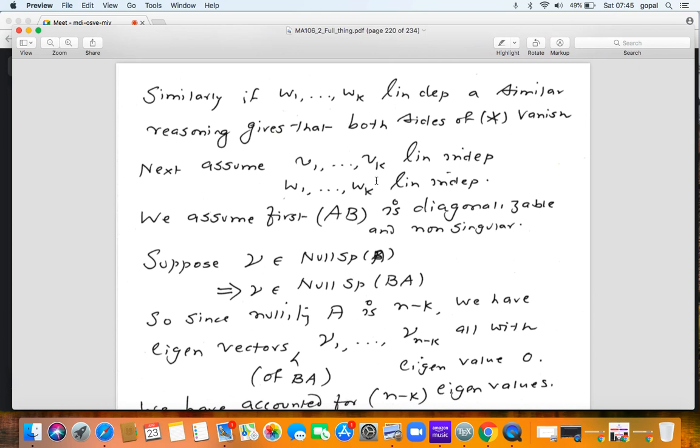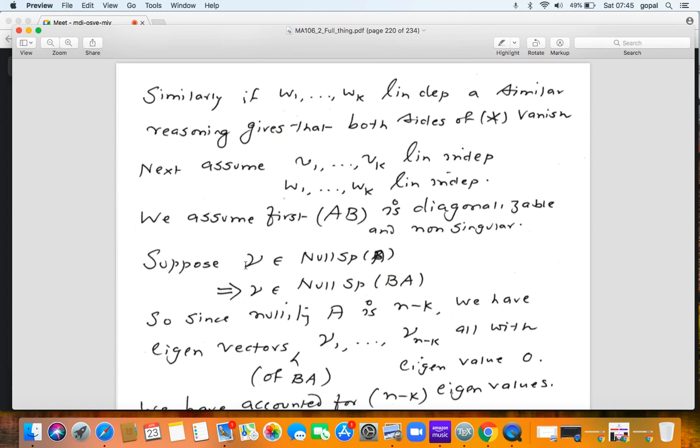The interesting scenario is that V1, V2, Vk are linearly independent. W1, W2, Wk are linearly independent. We are also going to assume case 2. In this particular scenario, we are going to assume that the matrix AB is diagonalizable. AB is a K cross K matrix. We are going to assume that it's diagonalizable and non-singular. Case 3 will relax these. We will later see how these conditions can be dropped. First, we will prove it under the more stringent hypothesis that AB is non-singular and diagonalizable. So let's look into this situation.